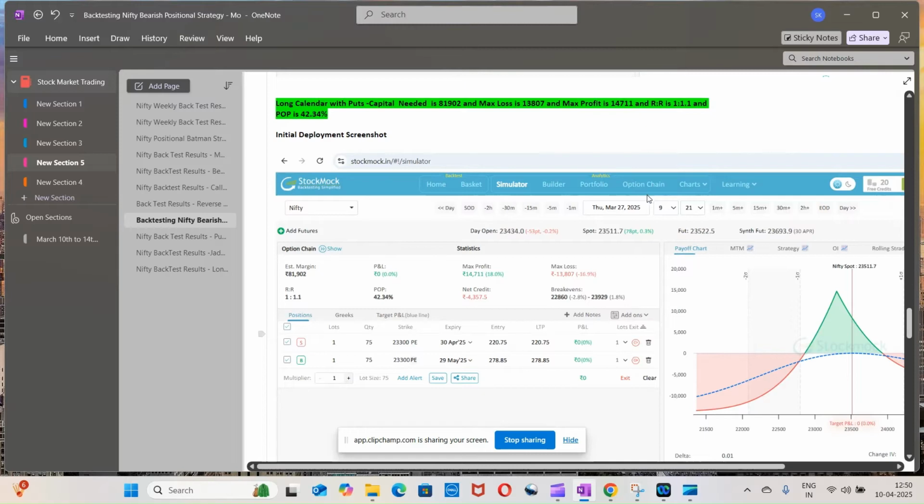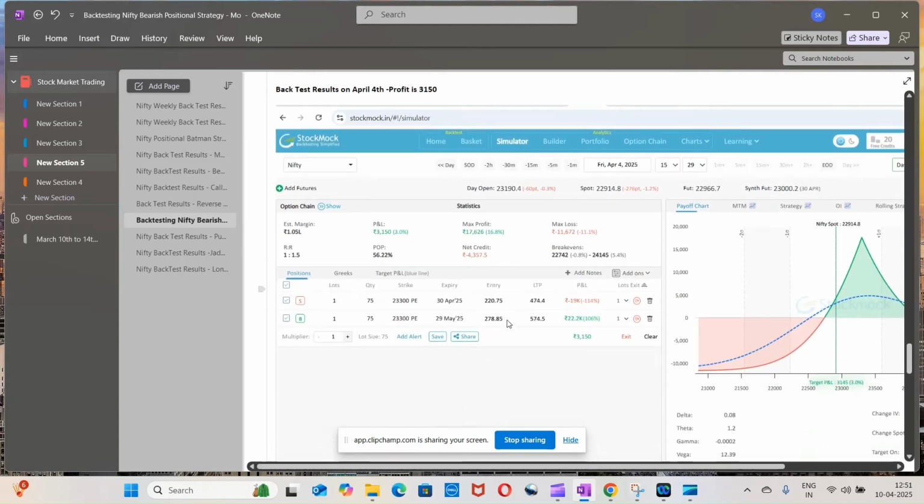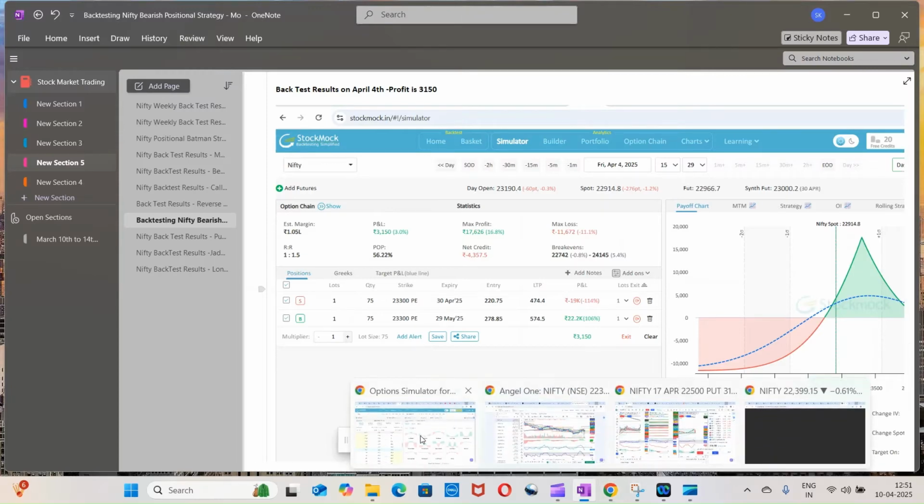Then you can also deploy a long calendar with puts if your view is bearish on a positional basis. This requires 81,000 with a maximum profit potential of 14,711. Maximum loss is 13,807. Risk to reward is 1 to 1.1. Probability of profit is 42.34%. If you had done this till April 4th, the profit is 3,150. Okay, so let's test this in the stock market.